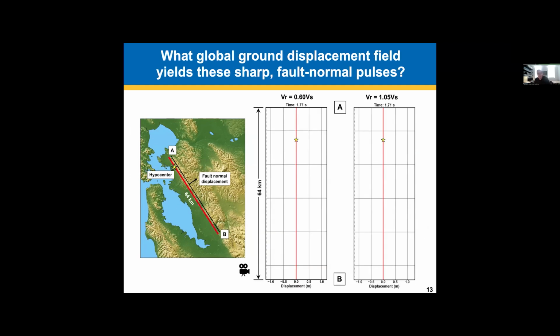It was hard for us to envision how those sharp pulses were being generated. So we took our 2D model and we began to look at what the global transverse displacement of the ground looks like in this rupture characteristic. What you see here is a relatively long displacement blob that is emanating from the rupture and propagating down along that fault. And you can see that as we increase the rupture velocity, that pulse gets shorter and sharper.